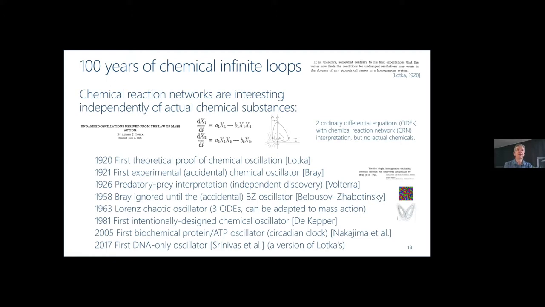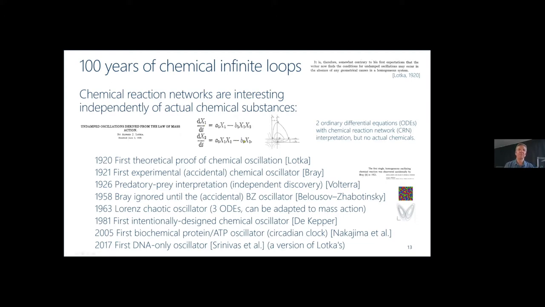But in 1920, Lotka showed a very simple chemical system. It's two differential equations, but he was really thinking about the chemical reactions behind this. So you can represent the chemical reactions, and these two differential equations exhibit an indefinite oscillation. That was a novelty at the time. So this is the first theoretical proof that chemical systems can actually oscillate in principle. And in his mind, X1 and X2 are not actual specific chemicals, they're just two variables. So he didn't know what chemicals to use to implement this oscillator, but you could see that this dynamical system would oscillate indefinitely.